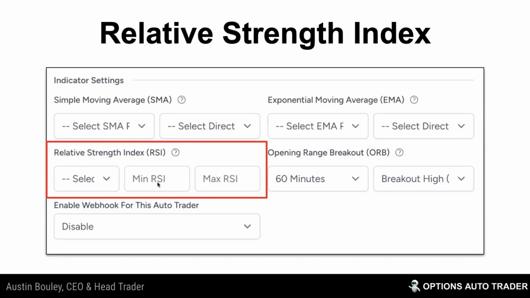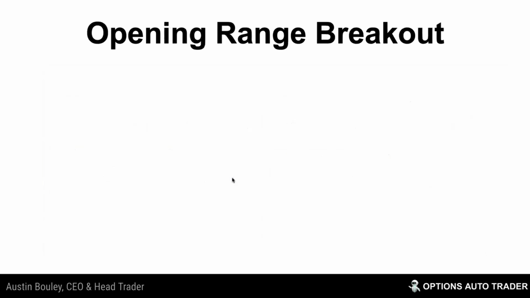But if you're trying to dip buy, you can have a max of 30. So it means whenever RSI is 30 or below, which is a dip buy range, you can then enter as well. That is the relative strength index.